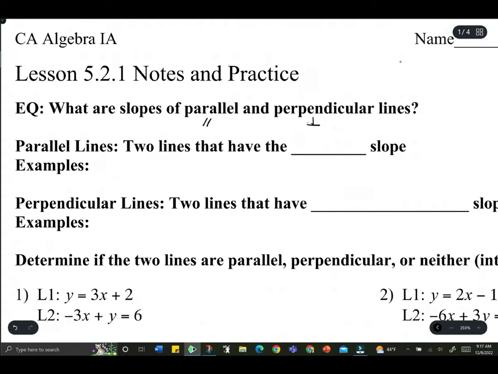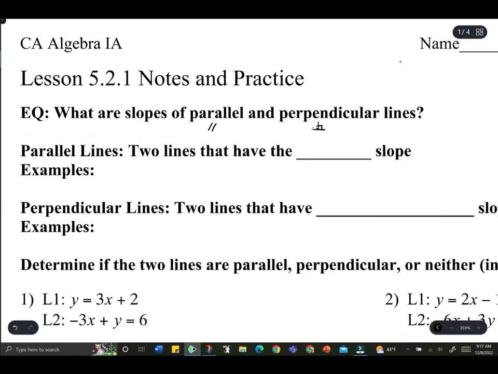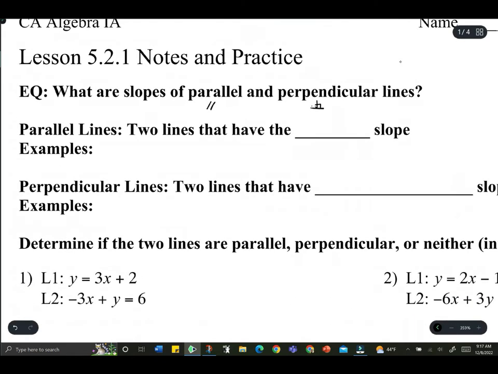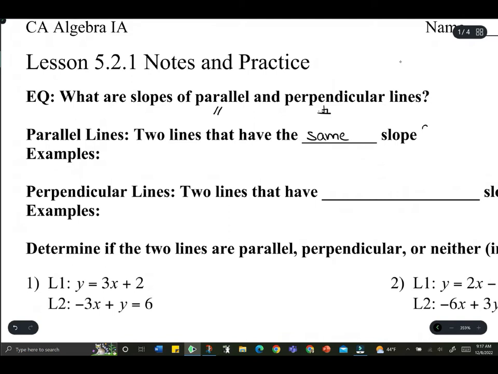So I just drew these two little symbols. Remember that parallel lines never intersect. Perpendicular lines create a right angle. So for the most part, parallel lines are two lines that have the same slope, and they also have a different y-intercept. So I'll write that down: same slope, different y-intercept.